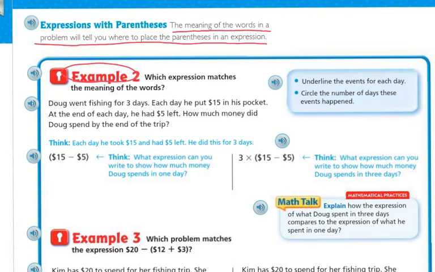Which expression matches the meaning of the words? Doug went fishing for 3 days. Each day he put $15 in his pocket. At the end of each day, he had $5 left. How much money did Doug spend by the end of the trip?